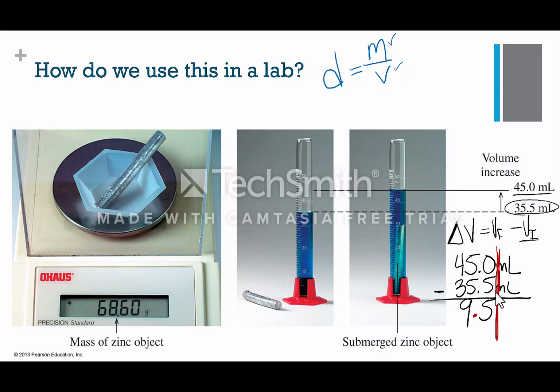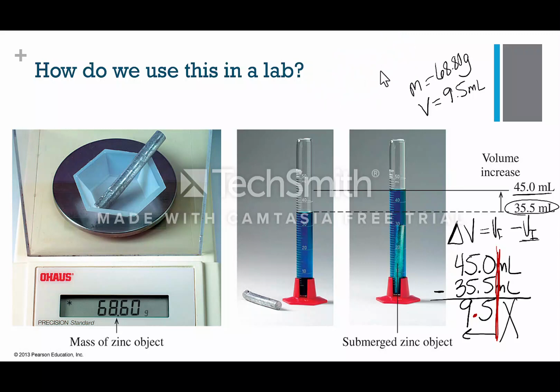Okay. So again, I keep everything to the left. I would throw away anything on the right if there was anything. So the answer that I report for the volume is 9.5 milliliters, keeping those 2 sig figs. Okay. All right. So I have the volume, 9.5 milliliters. I have the mass, remember I read that right off the scale, as 68.80 grams. So now I'm going to plug this into my equation and determine the density.